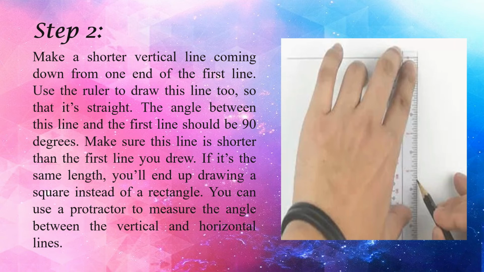Step 2. Make a shorter vertical line coming down from one end of the first line. Use the ruler to draw this line too, so that it's straight. The angle between this line and the first line should be 90 degrees. Make sure this line is shorter than the first line you drew. If it's the same length, you'll end up drawing a square instead of a rectangle. You can use a protractor to measure the angle between the vertical and the horizontal lines.